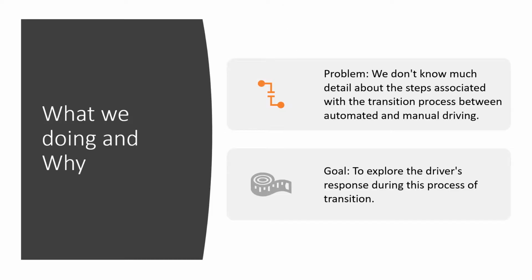Transitioning between autonomous and manual driving is a process involving a series of distinct steps, but the problem we are facing is that we still don't know much detail about these steps. For example, how much time the driver spends on each step or where the driver is looking during this transition period.